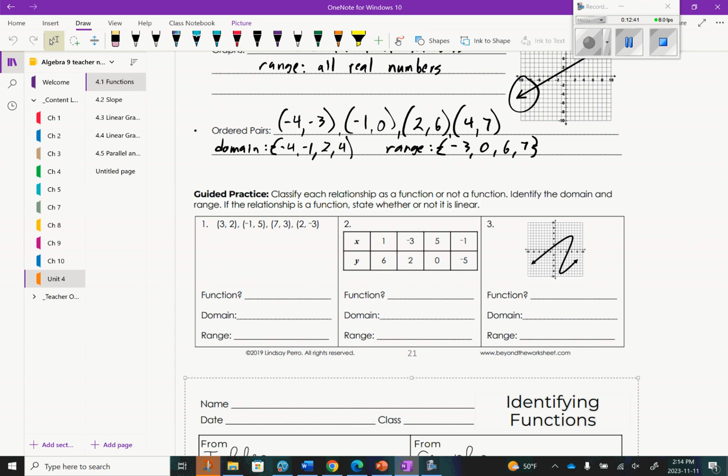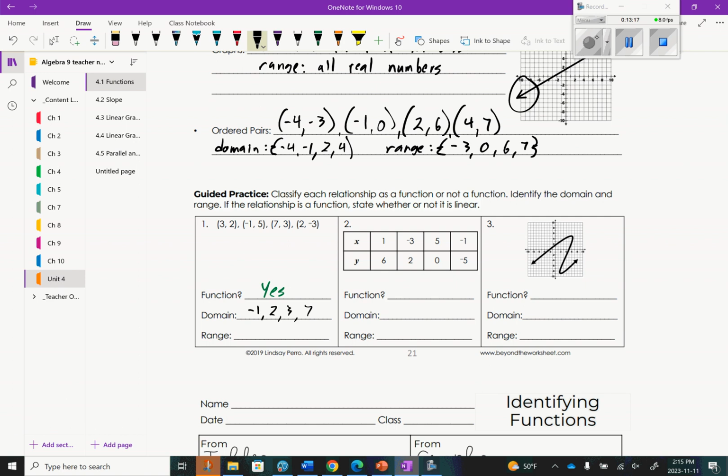So for number 1, we have ordered pairs: (3, 2), (-1, 5), (7, 3), and (2, -3). For the domain, if we put them again from smallest to largest, -1 is the smallest, then 2, then 3, then 7. There are no repeat values of x, so we can say, yes, this is a function.